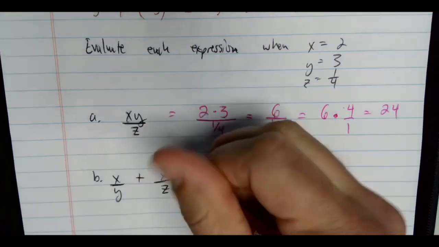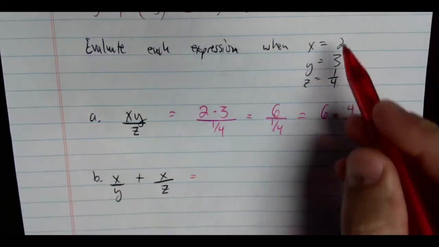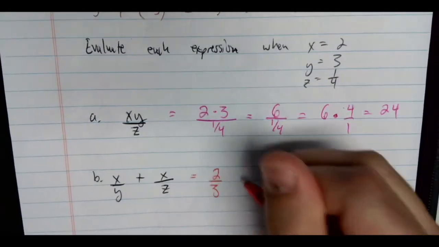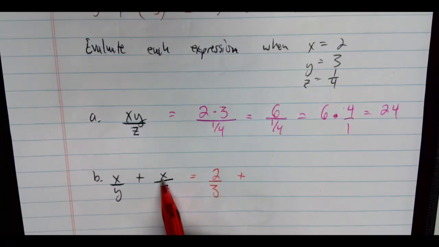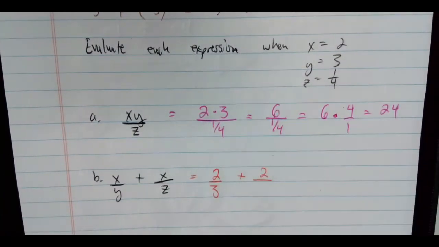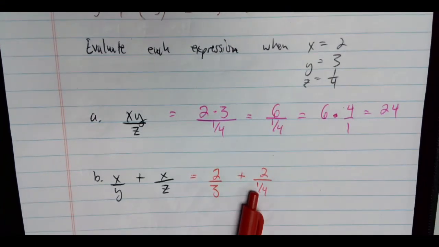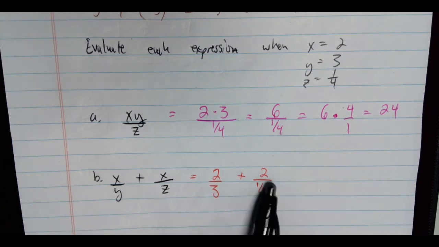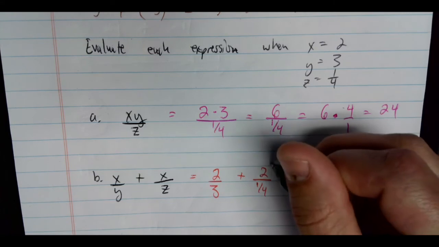Alright, x over y. So x is 2. So I've got 2 over y, which is 3. Okay, 2/3 plus, okay, this one, x is still 2. And then z is 1/4. So before I can add these, we talked about Thursday, got to get a common denominator. Or would you rather simplify 2 over 1/4 first? You do have a choice. I would rather simplify.